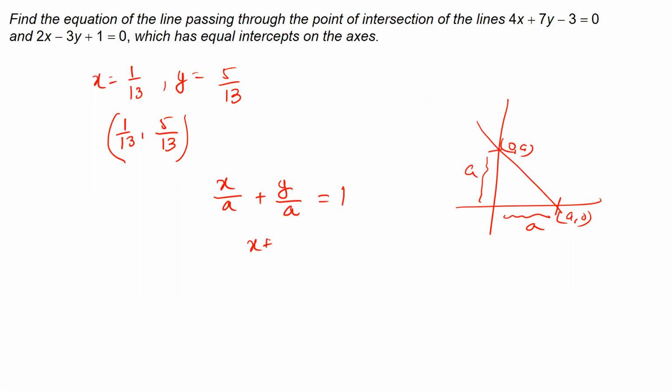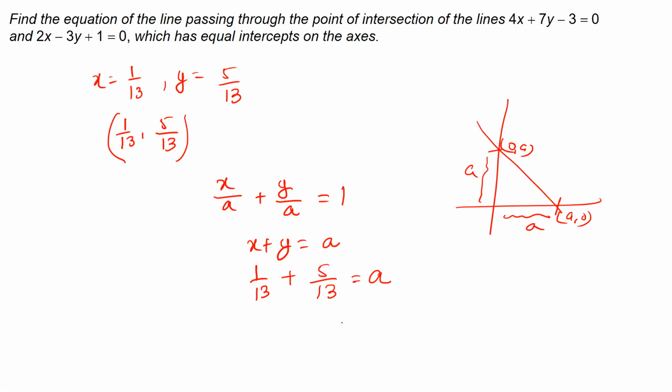So we can simplify, take a as the LCM and cross multiply, and we'll be getting x plus y is equal to a. Now this line passes through the point of intersection, which we have already found out. All you need to do is just put 1 by 13 in place of x and 5 by 13 in place of y, and just find out the value of a.